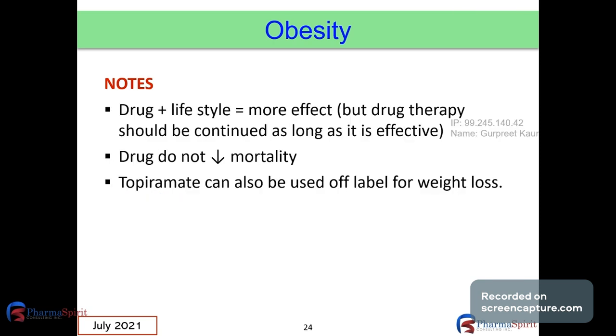We mentioned before that it is very important for the patient to have lifestyle changes. Lifestyle changes include diet and physical activity. If you add a drug to this, you will get the most effective regimen. But as we mentioned before, the drug therapy should be continued for as long as it is effective. None of the drug therapies that are used to reduce body weight were found to reduce mortality. None of them. Obesity drugs, Saxenda, whatever, they don't reduce mortality due to obesity. Topiramate is used off-label for weight loss.